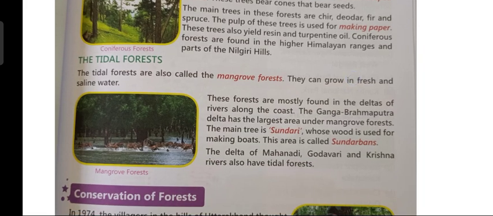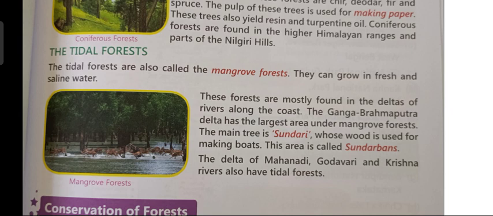Next, we will study about the tidal forests. The tidal forests are also called the mangrove forests. They can grow in fresh and saline water. These forests are mostly found in the deltas of rivers along the coast. The Ganga Brahmaputra Delta has the largest area under mangrove forests. The main tree is Sundari, whose wood is used for making boats. This area is called Sundarbans. The delta of Mahanadi, Godavari, and Krishna rivers also have tidal forests.